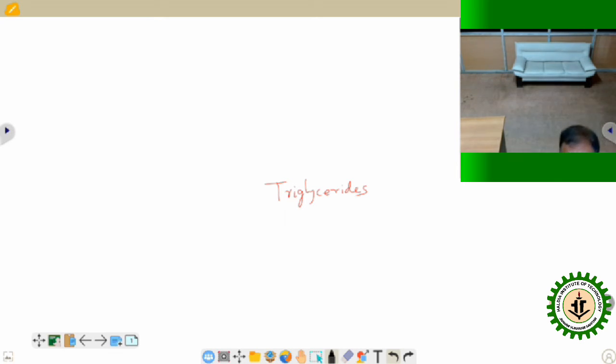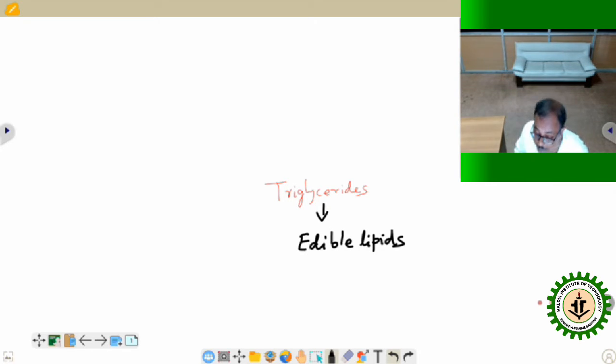So triglycerides, these are the edible lipids. We cannot consider any other type of lipid substances as edible lipid. However, every time we cannot separate them from the food material where lipid is present as cellular material, during processing of food and as a component of food.